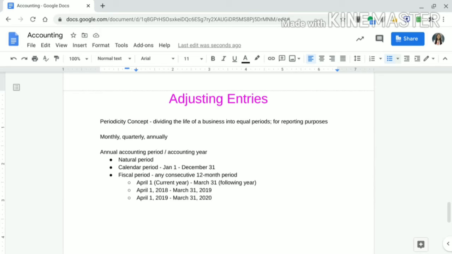Okay? So, si adjusting entries, ginagawa siya every end of the period. So, kung monthly, ang period na ginagamit ni business, every end of the month. Kung quarterly, every end of the quarter. Kung annually, every end of the accounting year. Okay? Take note of that.